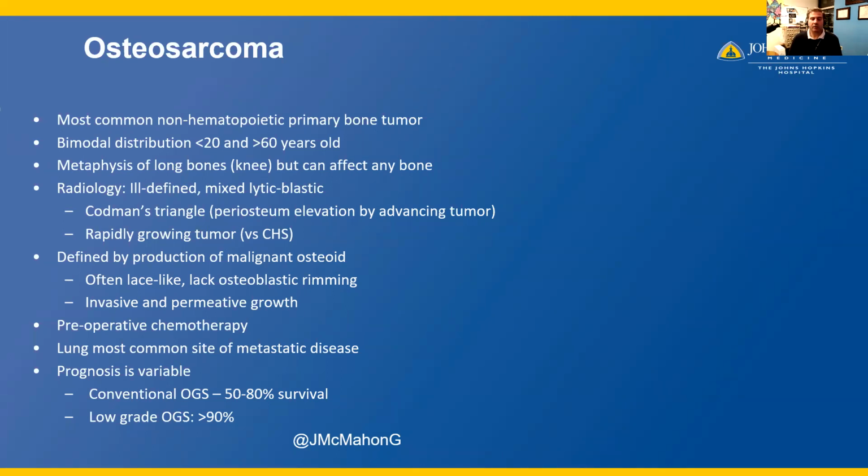The majority of osteosarcomas require preoperative chemotherapy. There are a couple of variants, this one included, which do not generally have preoperative chemotherapy. Our patient with the low-grade central well-differentiated intramedullary was resected up front, no chemotherapy. The lung is the most common site of metastatic disease. The prognosis of osteosarcoma is variable. With conventional osteosarcomas, 50 to 80% survival. However, the low-grade osteosarcoma variants will have a greater than 90% overall survival.